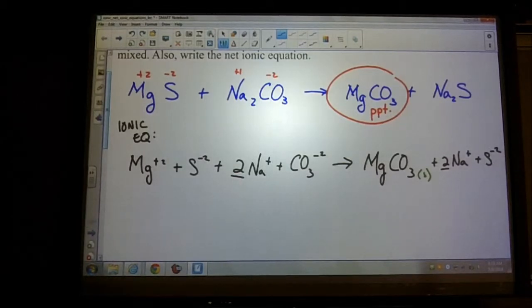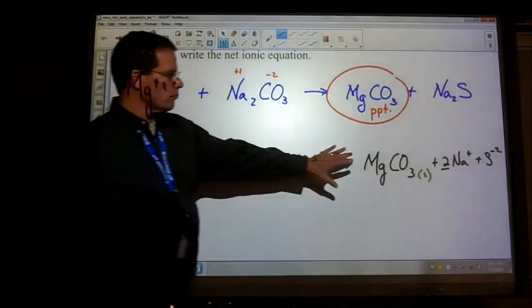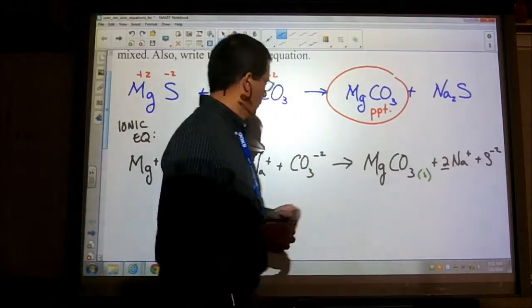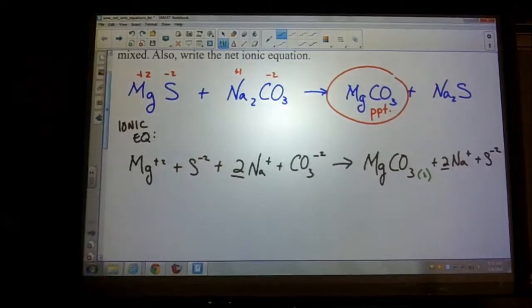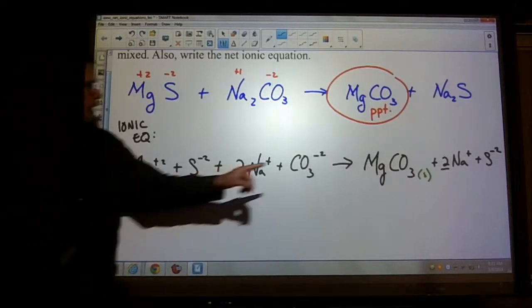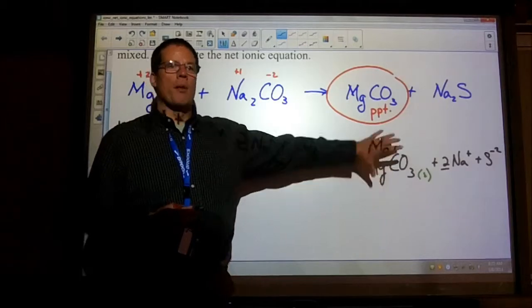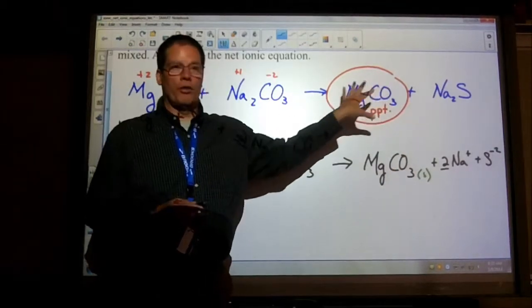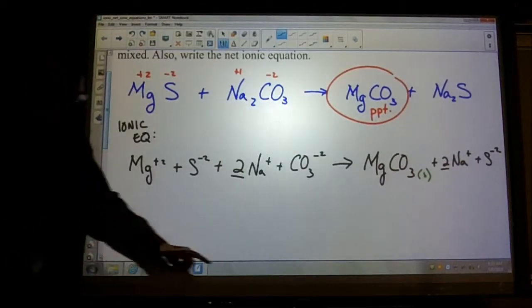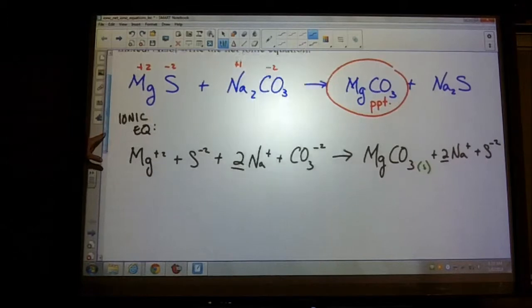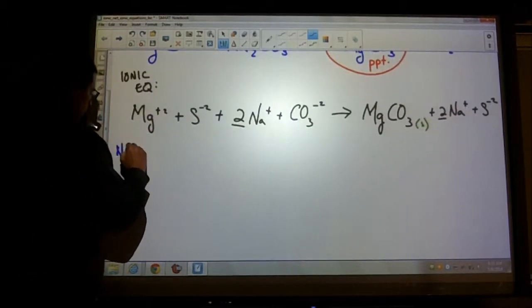Yes, Sage? When you're writing the last equation, do you have to write the charge? You must write the charge. Good question. The charges must be shown unless you form a PPT. And then make sure that the charge is actually balanced. But they equal 0, so there is no charge shown there. And then the last step is the net ionic equation.